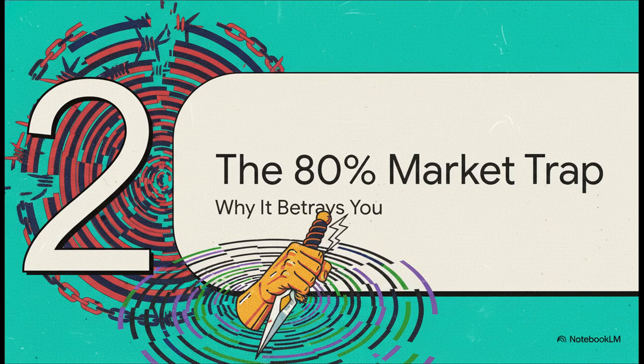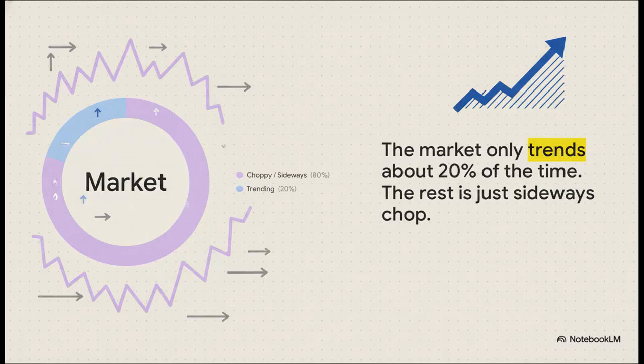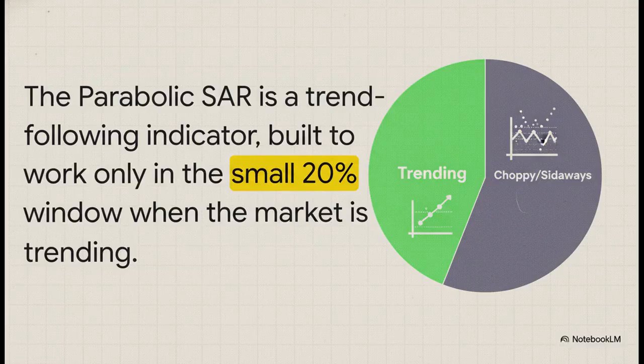Let's talk about the 80% market trap, and why your supposed best friend can suddenly and violently betray you. Okay, here it is, the hard truth that most traders either don't know or just choose to ignore. The market only moves in a clear, defined trend about 20% of the time. The other 80%, it's just sideways, choppy noise, going nowhere fast. And that is the fundamental problem.